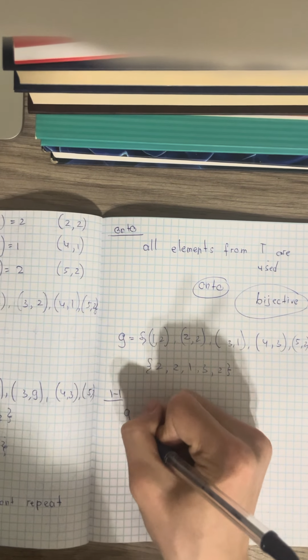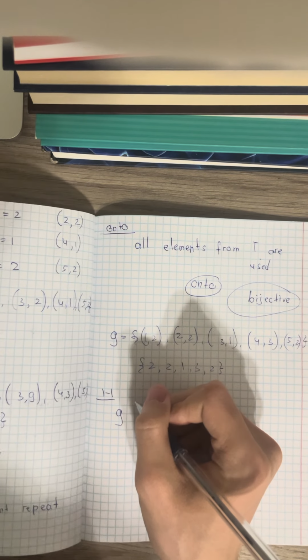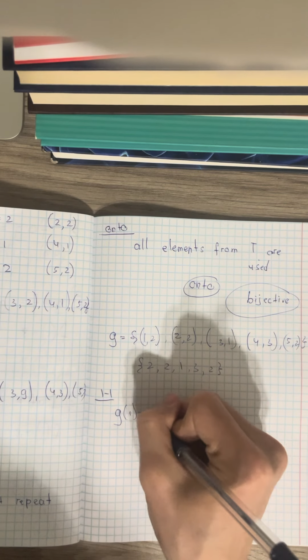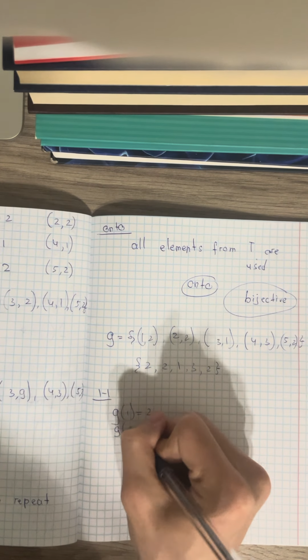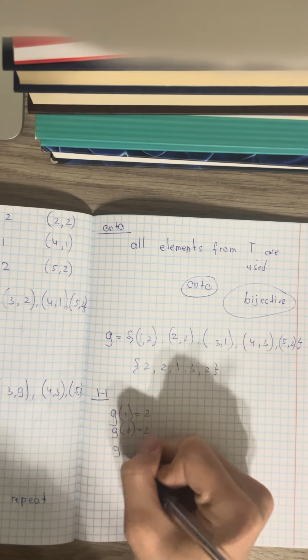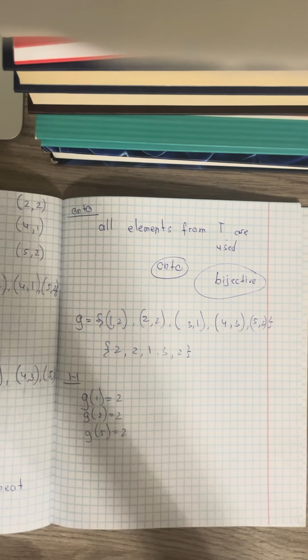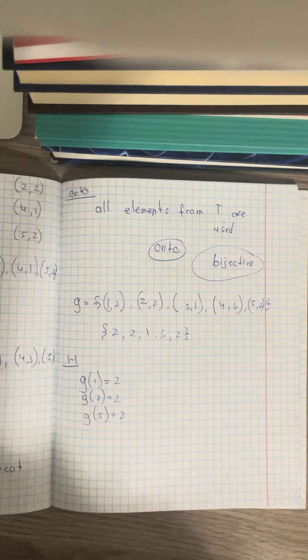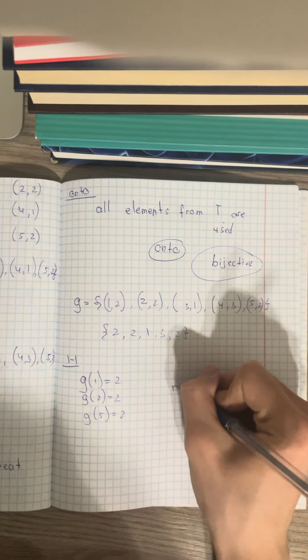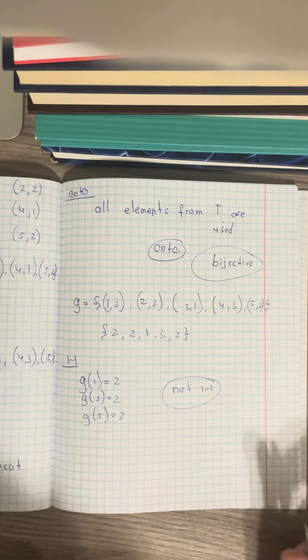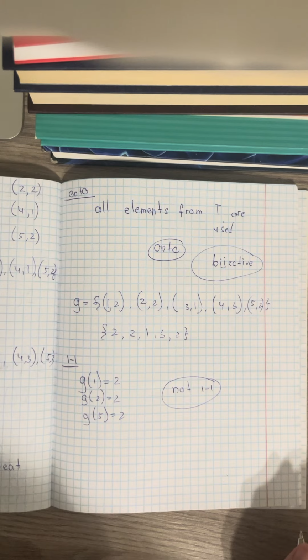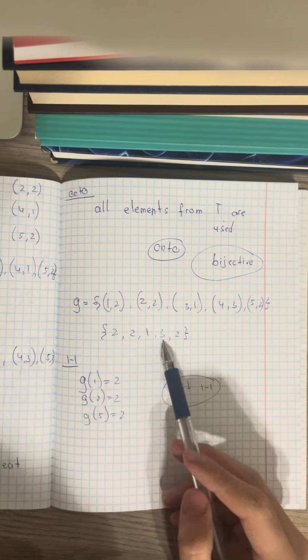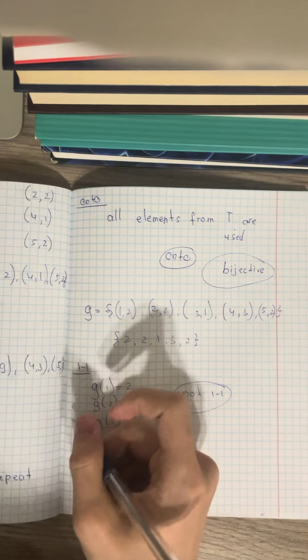Yeah, this function is not 1 to 1 because here g1 equals 2 and g2 equals 2 and also g5 equals 2. It means that different inputs give the same outputs. 1 to 1 doesn't work like that, so this function is definitely not 1 to 1. Yeah, because numbers repeat here also. Let's check if it's onto.